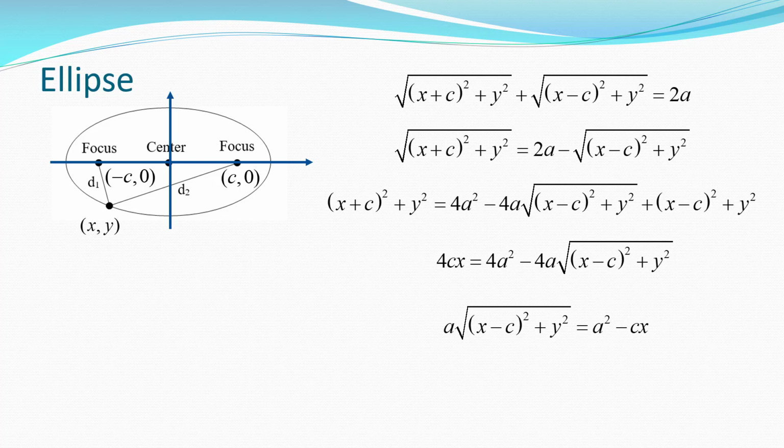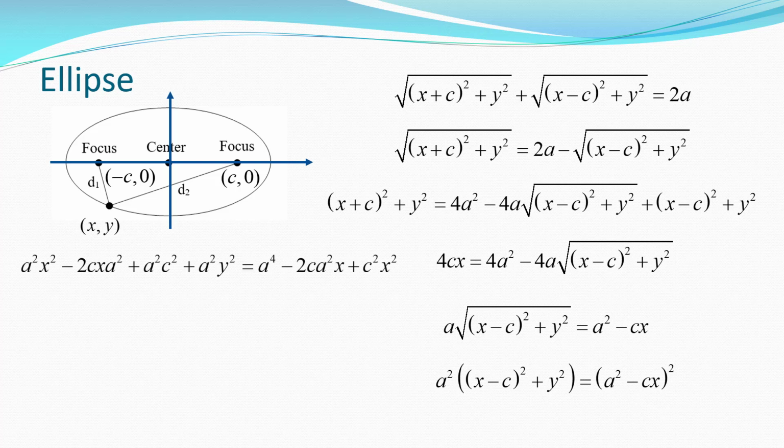Then I'll square both sides. When you square both sides, you get that. I'll then distribute the right-hand side square to get this big long mess. And on the left-hand side of this equation, I'll also distribute the a squared through the expression. Also at the same time, I'll take the x minus c and square it out. So you have this big long mess.